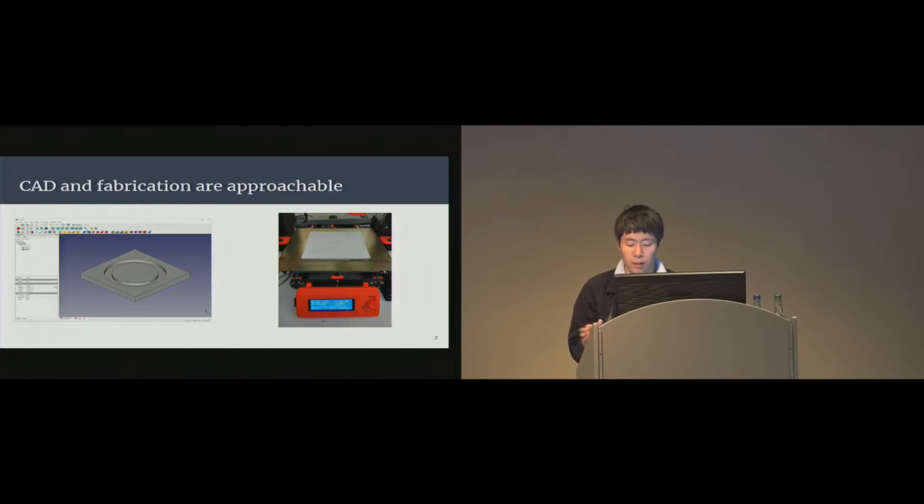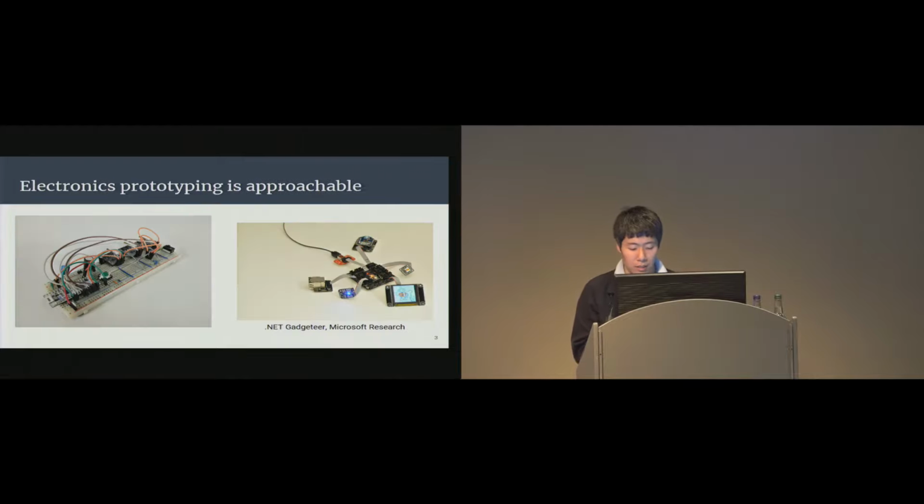So let's say a maker wants to build something. Well, fortunately, 3D modeling and 3D printing are both widely approachable technologies, so mechanical parts like enclosures aren't really a problem. And many modern devices, especially interactive ones, are built around electronics, but thanks to the rise of plug-and-play kits like .NET Gadgeteer or beginner-friendly development platforms like Arduino, building simple prototypes also isn't a problem.